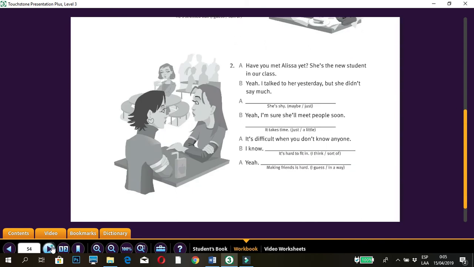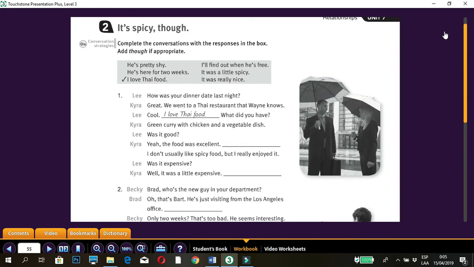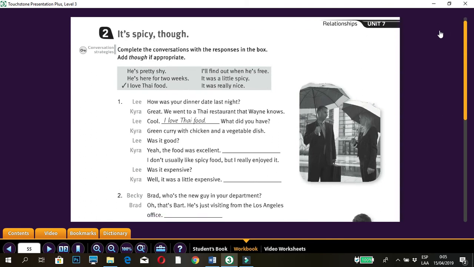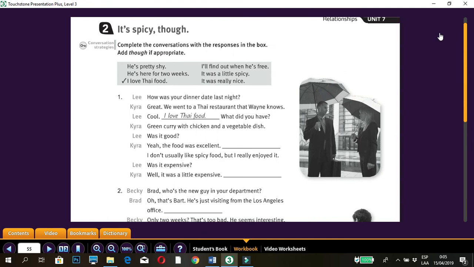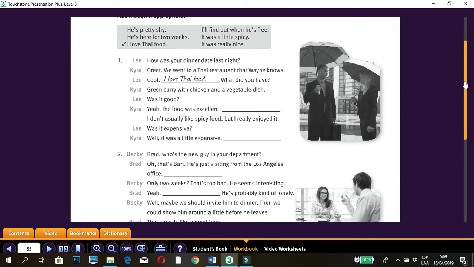So here it says, okay, it's a spicy though, okay? So here we have a conversation and we're going to use though, okay? So look at the example. It says, how was your dinner late last night? Great, we went to a Thai restaurant that we know. Cool, I love Thai food. What did you have? Green curry with chicken and vegetable dish. Was it good? Yeah, the food was excellent. I don't usually like spicy food, but I really enjoy it. Was it expensive? Well, it was a little bit expensive though.